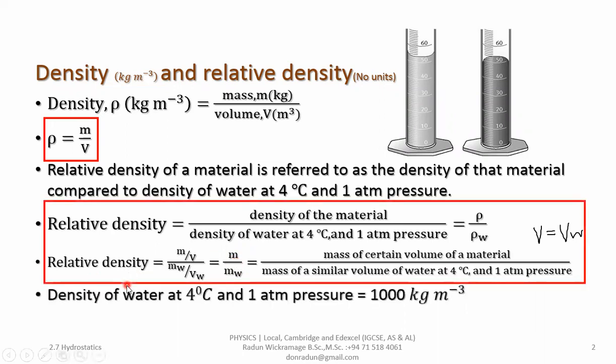The density of water at 4 degrees Celsius and 1 atm pressure, I have given you this number before, that is 1000 kilograms per cubic meter. And how about the unit conversion? 1 gram per cubic centimeter is equal to 1000 kilograms per cubic meter. This unit conversion you have to remember. Okay, so I hope you are clear. Please take down notes and let's proceed.